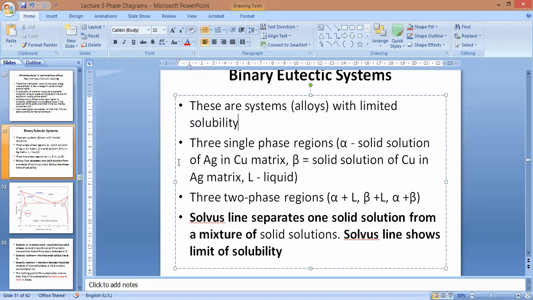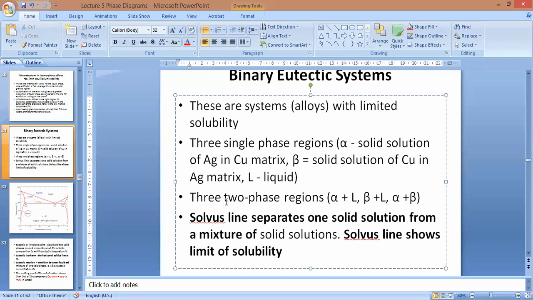So you have the solid solution alpha. In this case, as an example, you have silver in copper. This is a silver in copper matrix, so silver is dissolving into copper. And then you have the beta. This is a solid solution of copper in silver matrix. And then you have the liquid. So you have two types of solid solutions here. Let's put together: the alpha is the solid solution of silver in copper, and the beta is the solid solution of copper in silver matrix. And then you have the liquid.